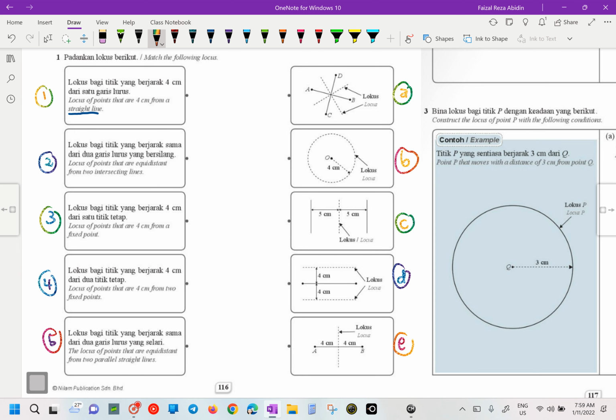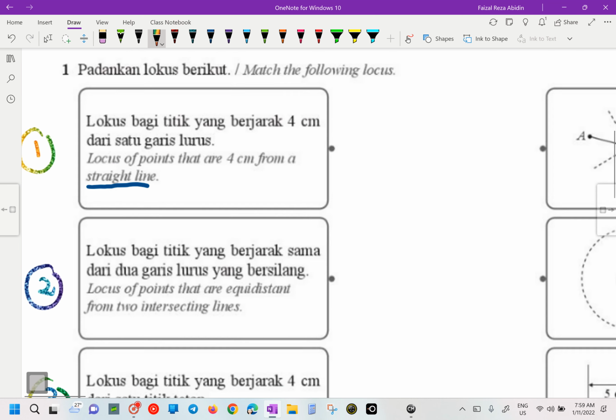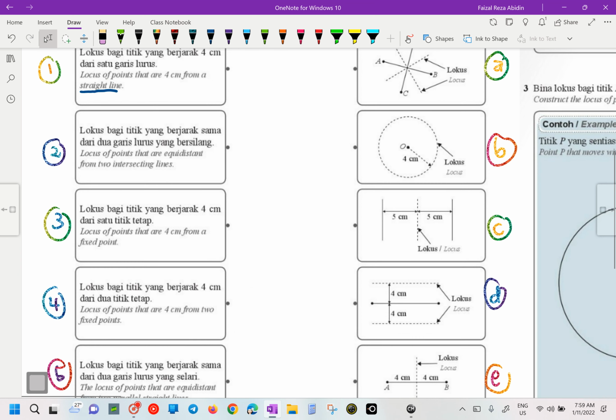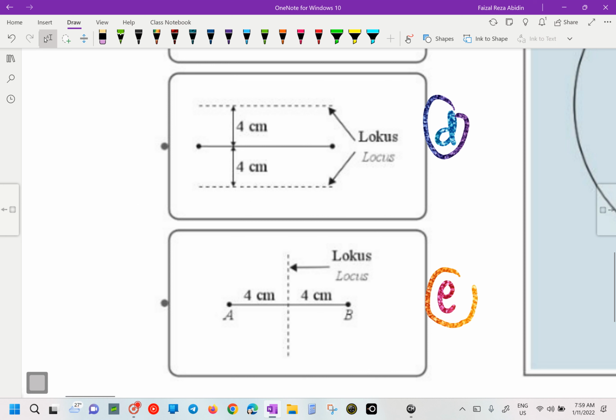So easy for you to say. If number 1 over here, the locus that are 4 centimeter from a straight line, we are going to match with our D there. D, donkey. Yes, that's a straight line here. This is straight line. For E there are two points. One straight line, you are going to have a parallel.